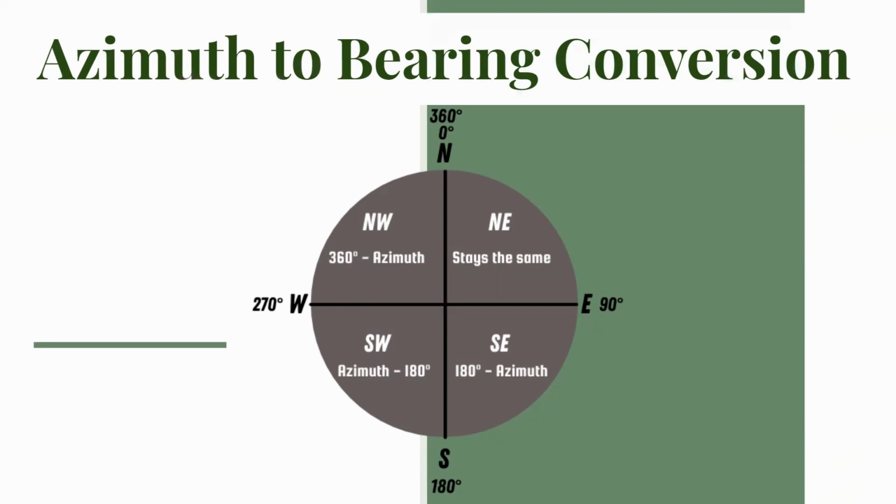Now to convert azimuth to bearing, if the given azimuth is located in the northeast quadrant, it stays the same. If the given azimuth is located in the southeast quadrant, we subtract the azimuth from 180 degrees. If the given azimuth is located in the southwest quadrant, we subtract 180 degrees from the given azimuth, and lastly, if the given azimuth is located in the northwest quadrant, we subtract the given azimuth from 360 degrees.